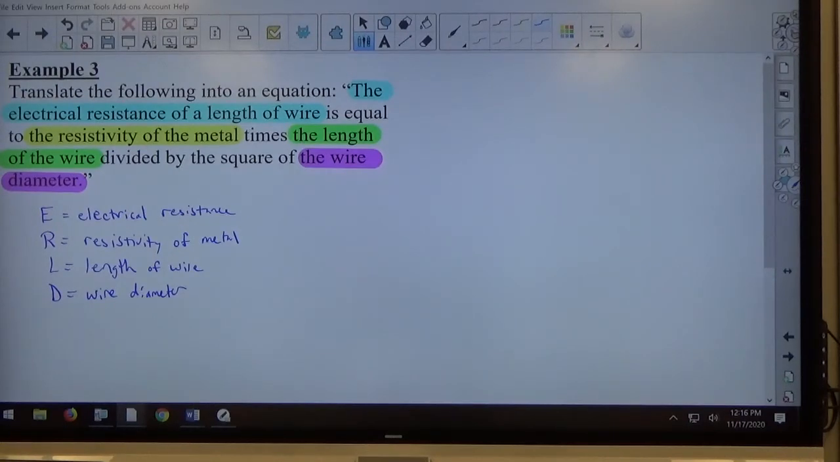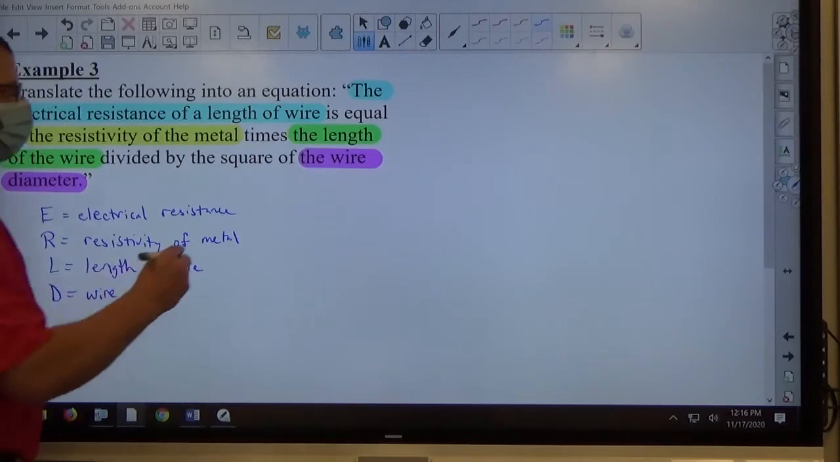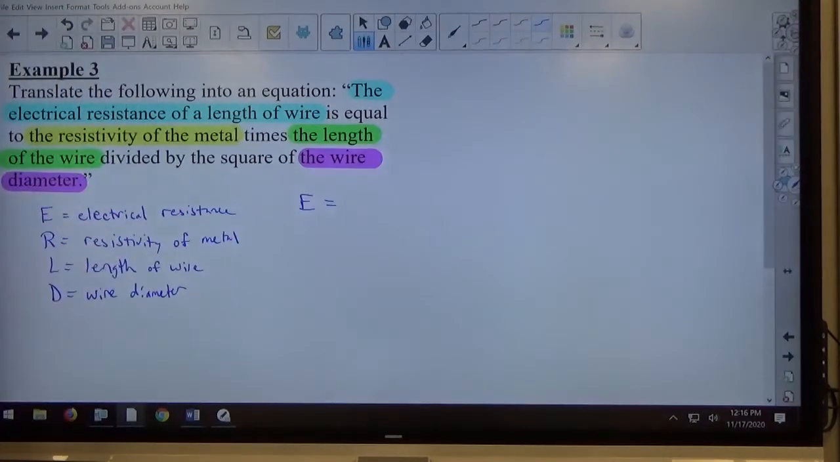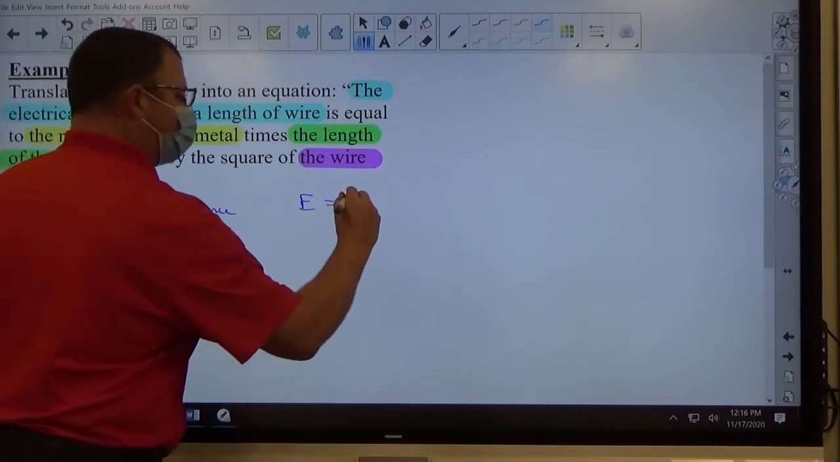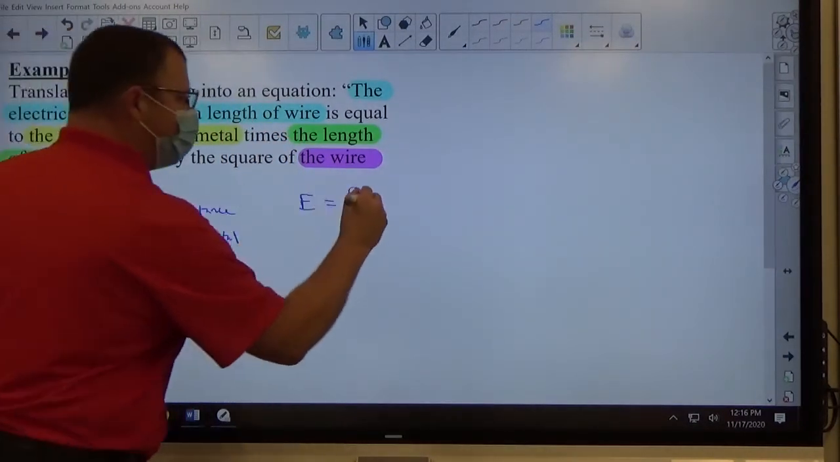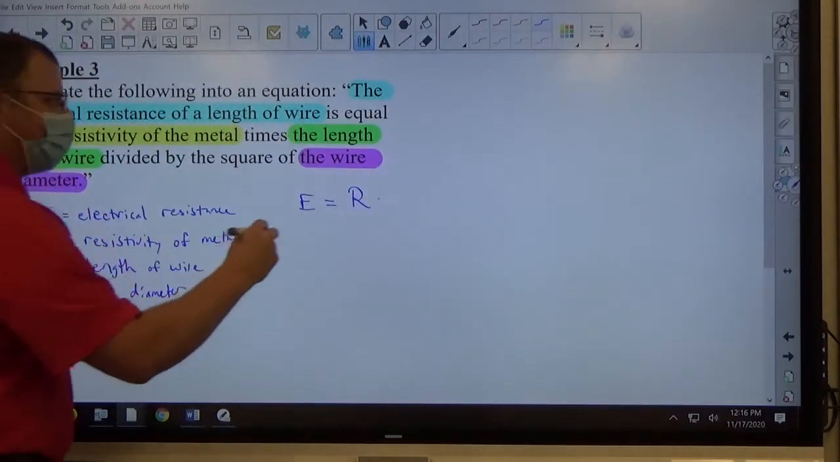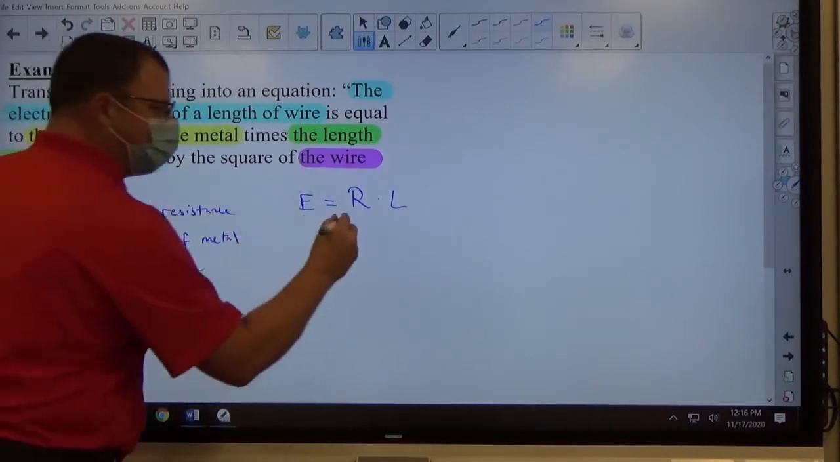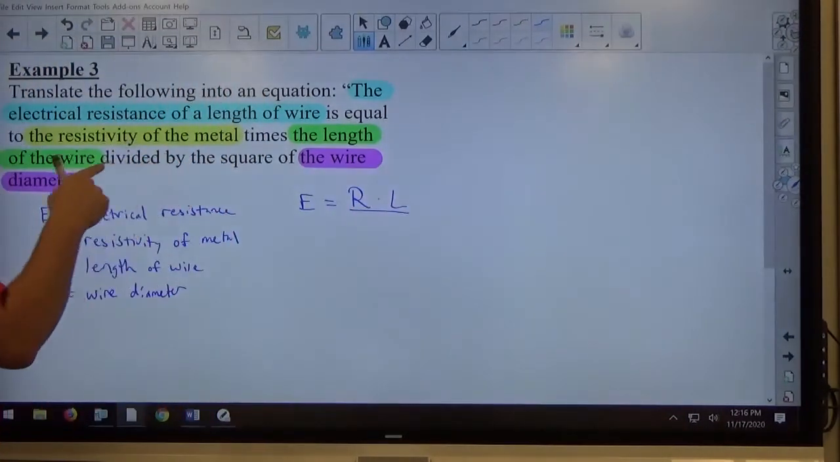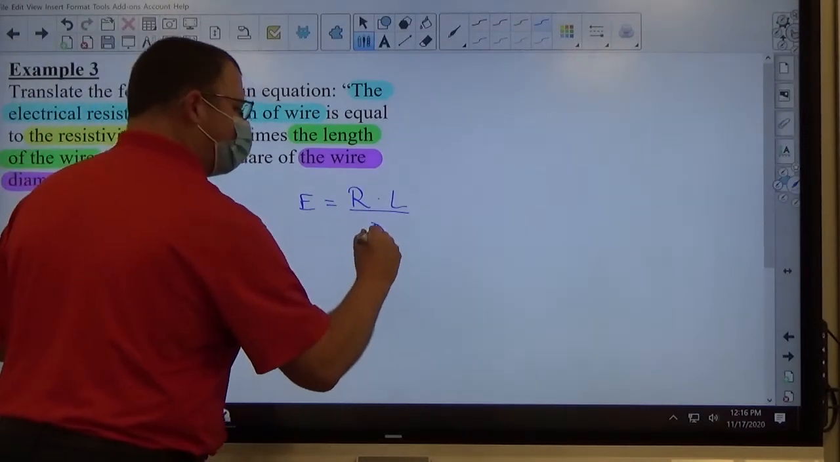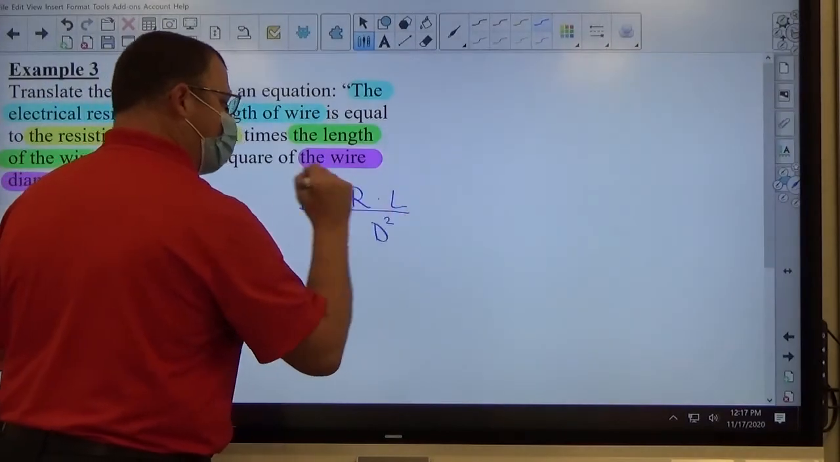So, the blue highlight is E. E is equal to resistivity. The yellow highlight is R. So the resistivity of the metal is just R. It says times, that's multiply, the length of the wire, which is L, and then divided by the square of the wire diameter. The wire diameter is D. It says the square of, which means to the second power.